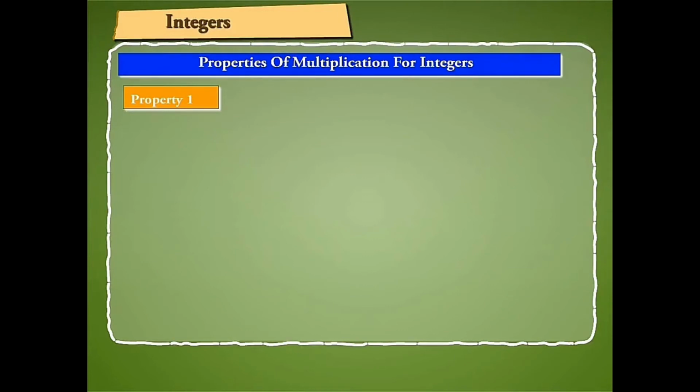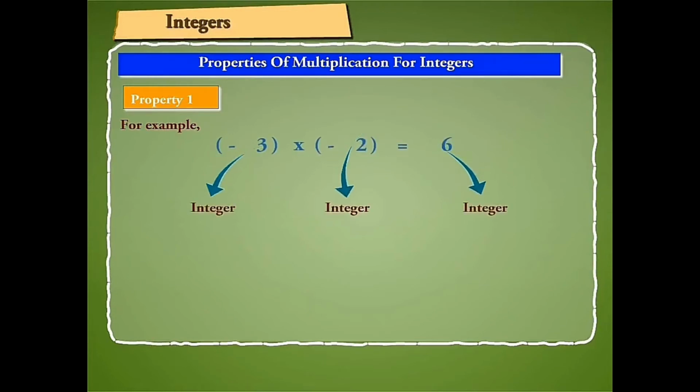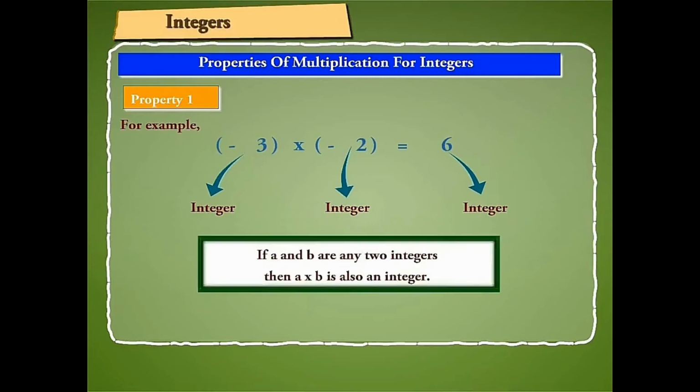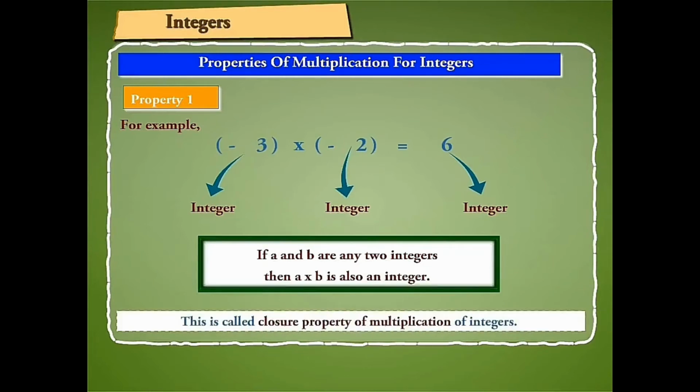Next, we will discuss properties of multiplication. Property 1. Let us multiply any two integers and see whether their product is an integer. For example, minus 3 into minus 2 is equal to 6, which is an integer. Thus, we see the product of integers is an integer. Hence, if a and b are any two integers, then a into b is also an integer. This is called closure property.